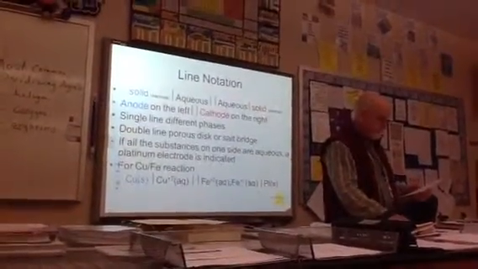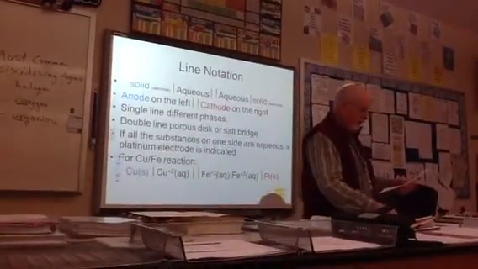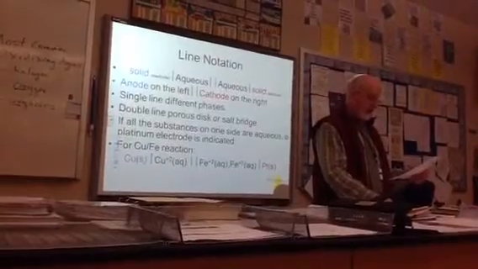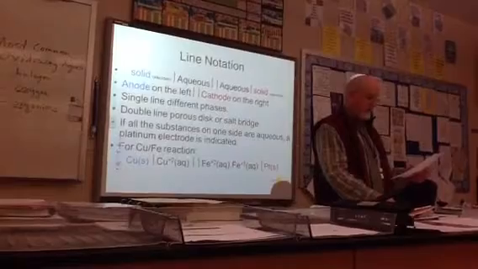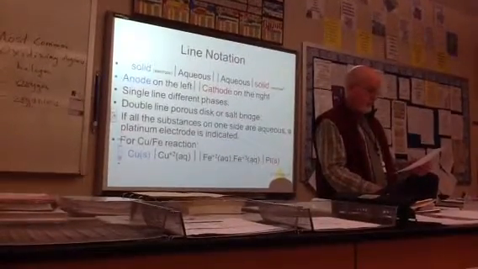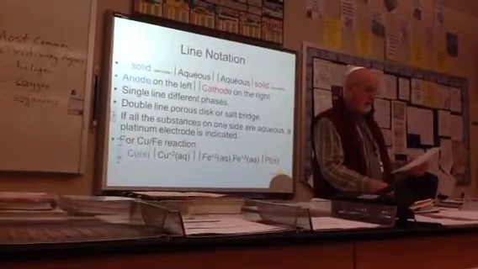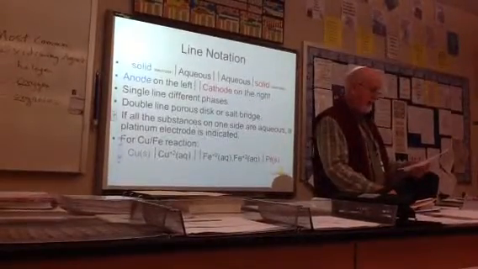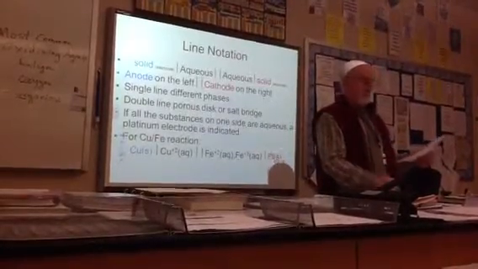Okay, so here's my reaction. I'm going to take aluminum +3 plus magnesium, and I'm going to produce aluminum plus magnesium +2. Aluminum +3 plus magnesium yields aluminum plus magnesium +2. So we're going to do a line notation for that particular reaction. Can you write that on the board?